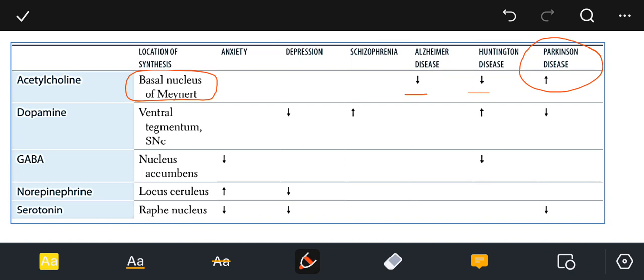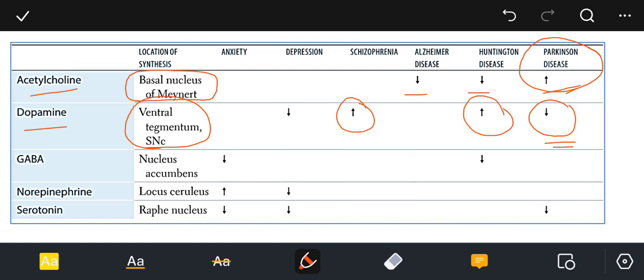Then we have dopamine. It is produced in the ventral tegmentum nucleus. So the very first important thing is that dopamine is decreased in Parkinson's disease. Acetylcholine is increased in Parkinson's disease. Secondly, the dopamine is also increased in Huntington disease and in schizophrenia, and dopamine is also decreased in depression. So in depression and Parkinson's disease, we have a decreased level of dopamine, while in the case of schizophrenia and Huntington disease, the level of dopamine increases.